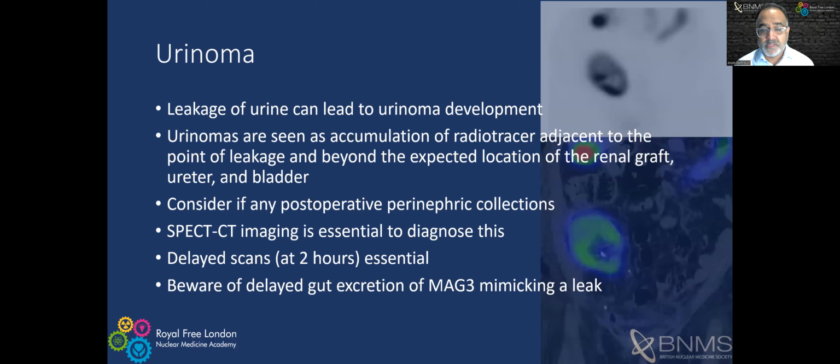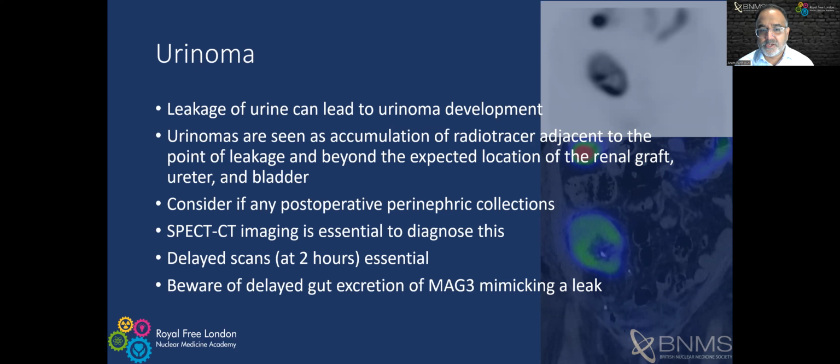A urinoma is where you have a leak of urine after the operation, and this can be seen as an accumulation of the radiotracer adjacent to the point of leakage. So it's usually around the location of either the graft or the ureter or the bladder, and you should consider a potential urine leak if there are any postoperative perinephric collections.